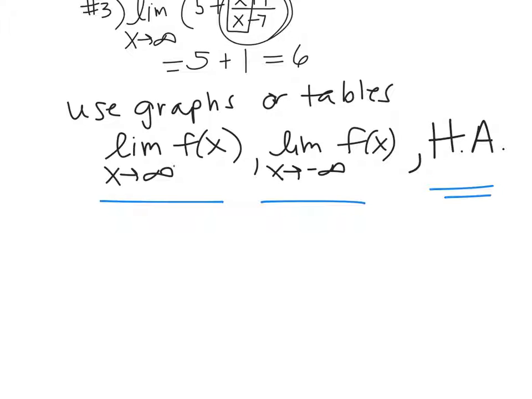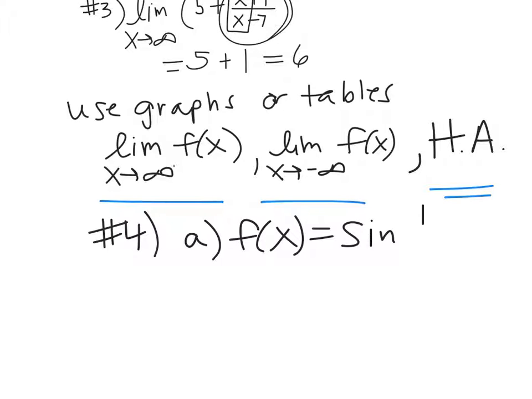Here we go. Number 4. Letter A. Let's say that f of x is the sine of 1 over x. It says use graphs or tables, so you're going to want to graph this. Make sure you're in radian mode. And we're going to graph sine of 1 over x.